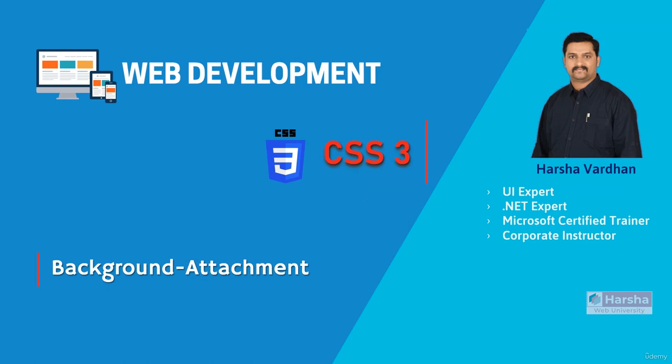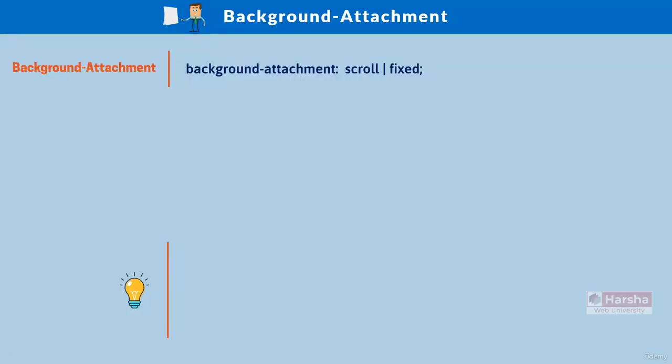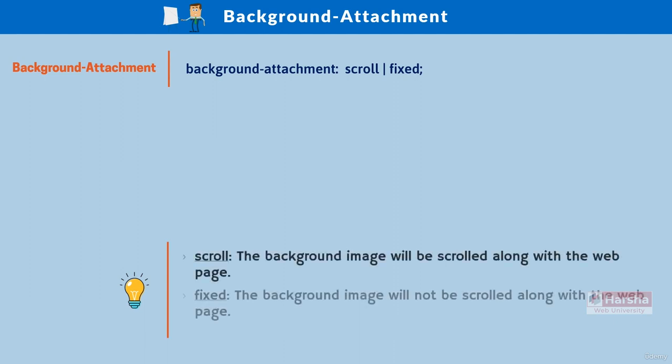The background attachment will be useful only when there is a scroll bar for the element. It is generally used with the body tag. Suppose you have applied the background image for the body tag and it has the scroll bar. When you scroll the page up and down, this property decides whether the background image should be scrolled along with the text or not.